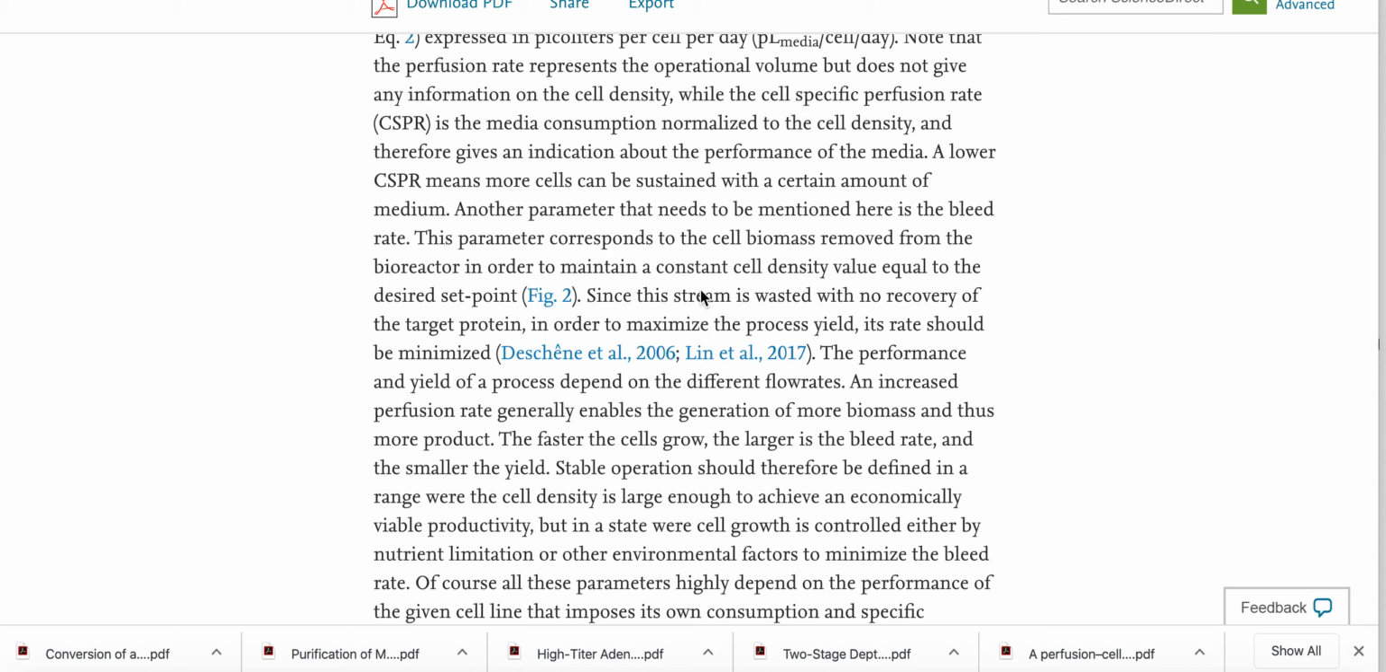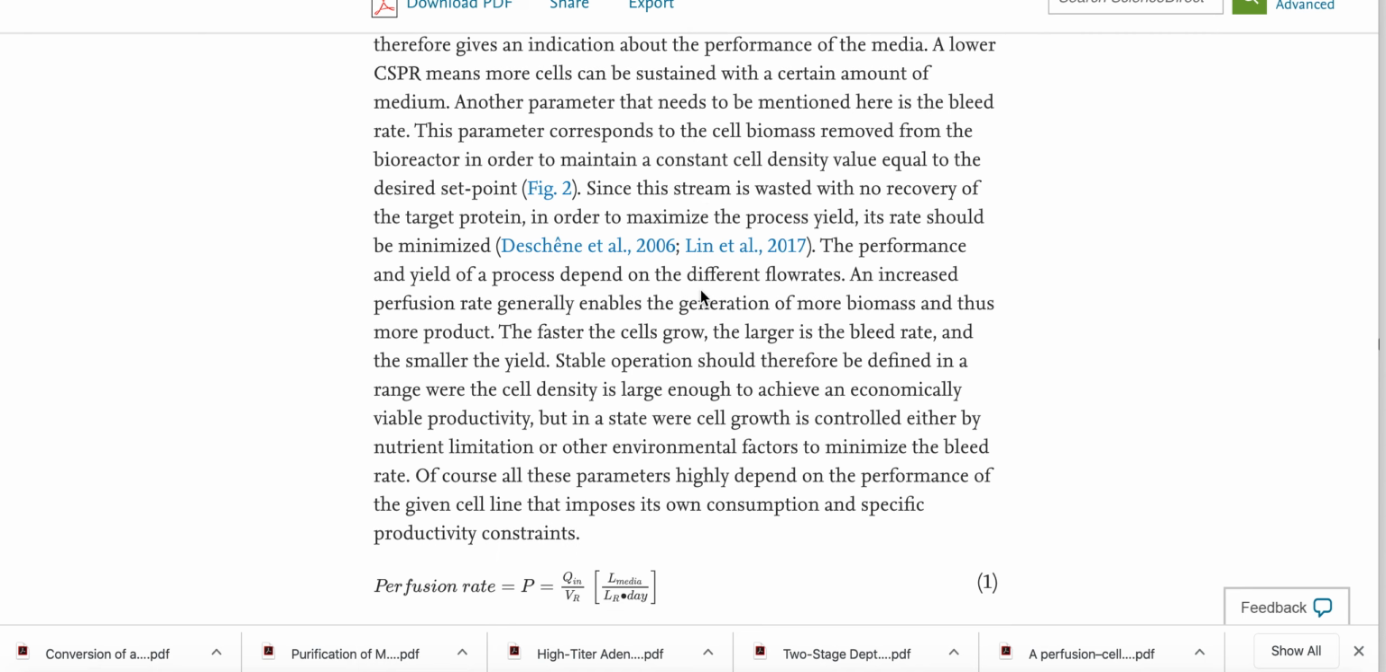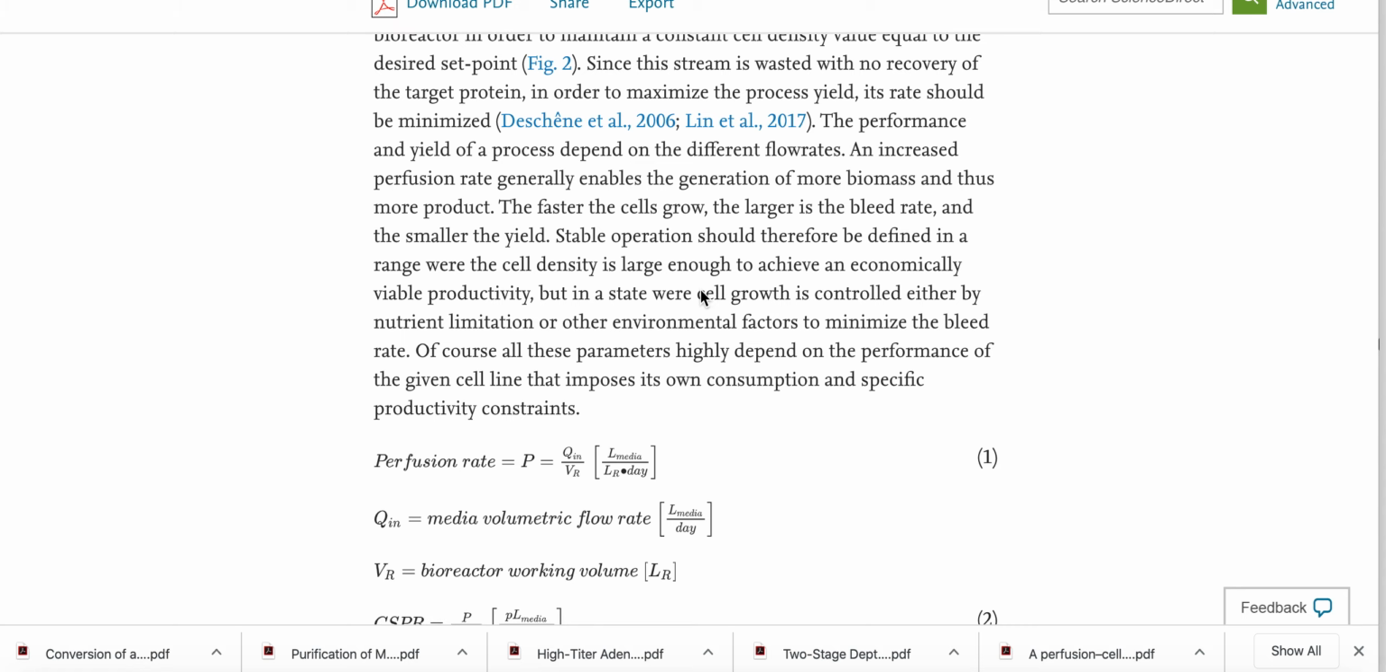The performance and yield of a process depend on the different flow rates. An increased perfusion rate generally enables the generation of more biomass and thus more product. The faster the cell grows, the larger is the bleed rate and the smaller the yield. Stable operation should therefore be defined in a range where the cell density is large enough to achieve an economically viable productivity, but in a state where cell growth is controlled either by nutrient limitation or other environmental factors to minimize the bleed rate. Of course, all these parameters highly depend on the performance of the given cell line that imposes its own consumption and specific productivity constraints.